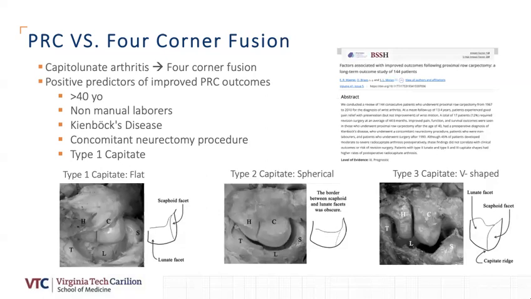Versus type 2, which is more of a sphere shape. So you're going to have a smaller surface area making that articulation and a less natural surface compared to what the lunate would be. And then the V shape is really much more pointy. So again, all of that axial load is applied to that one point. So it makes sense that the anatomy of a capitate with a flat surface like the lunate, which has a larger surface area, could do better potentially with a PRC.